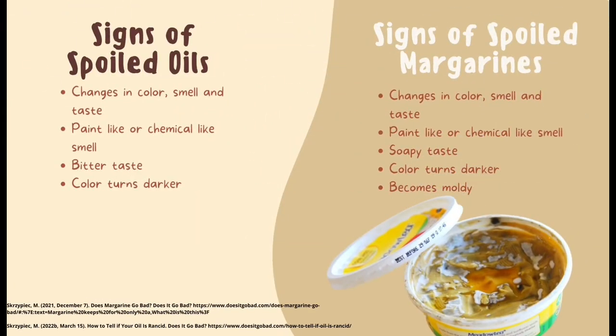Now, how to identify spoiled oils and margarines? First, there are changes in color, smell, and taste. Next, they produce a paint-like or chemical-like smell. And then, they produce a bitter taste in oils and a soapy taste in margarines. The color also turns darker, and in margarines, it can also become moldy.